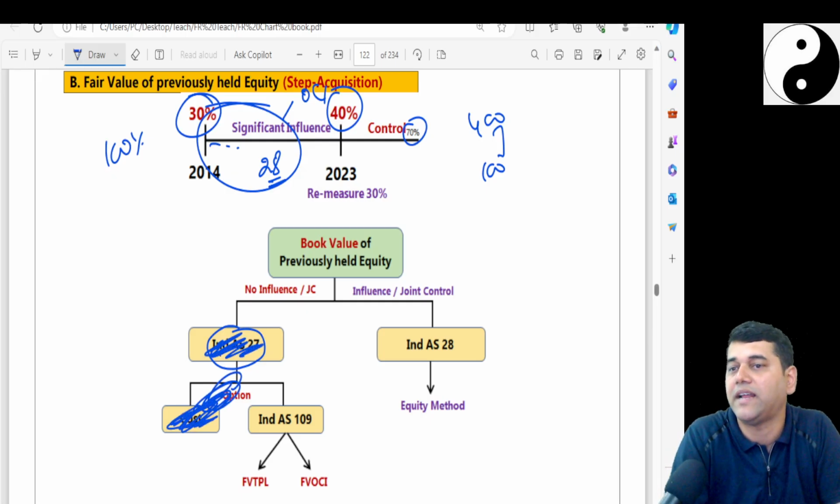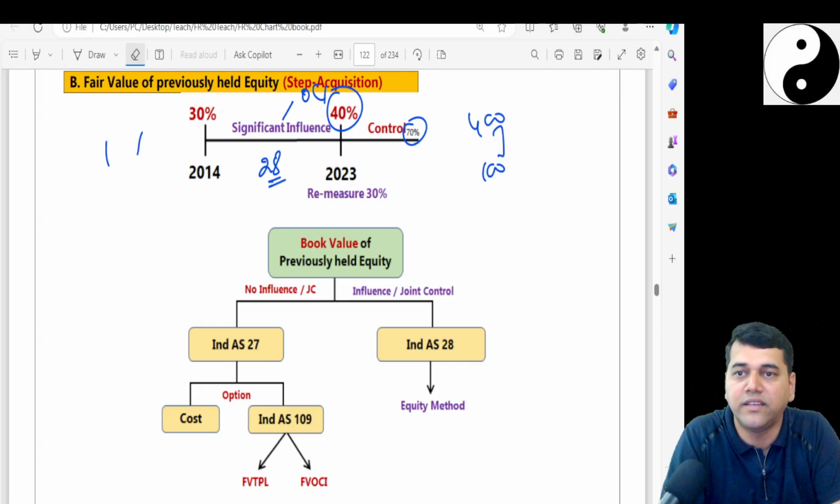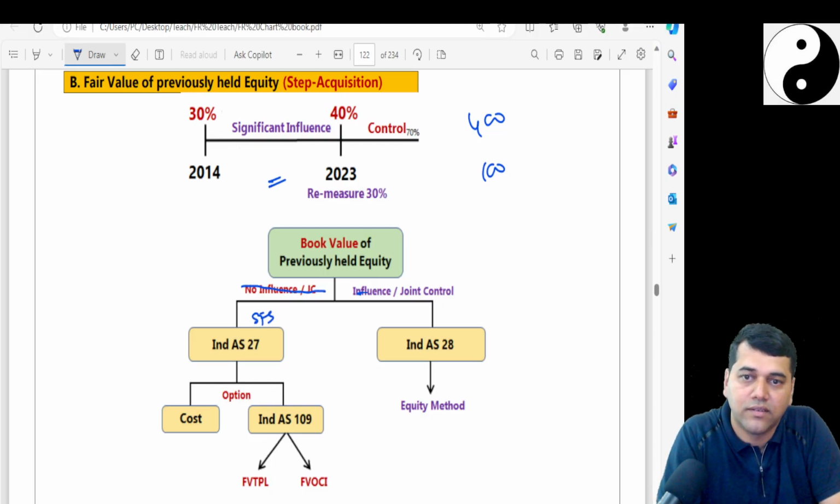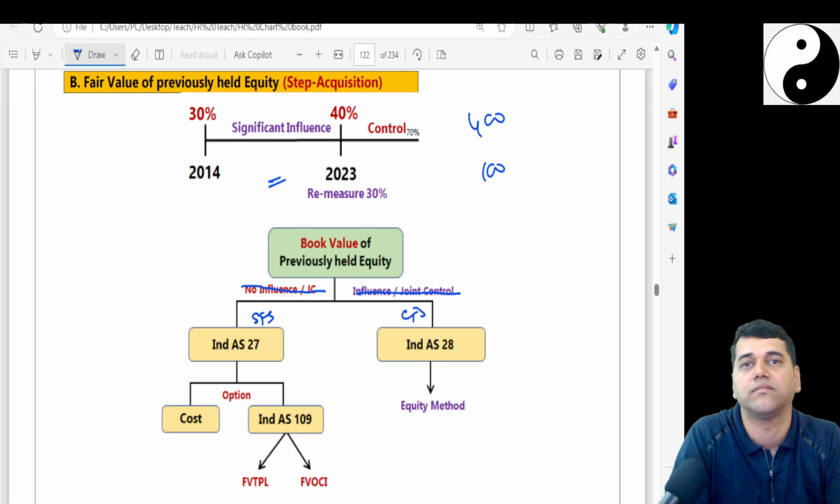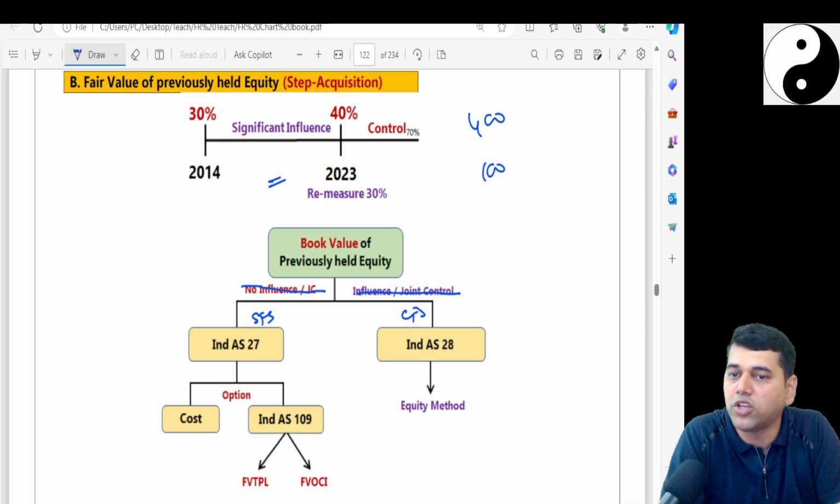I have to change this slide. I'll change it. If you don't have any influence or joint control, it is Ind AS 109, FVTPL or FVOCI. Or instead of influence or no influence, I can say something like this. This is correct. SFS, CFS. Agreed? Book value of the previously held equity. In SFS, I will have cost or option. Here I will have the equity method.